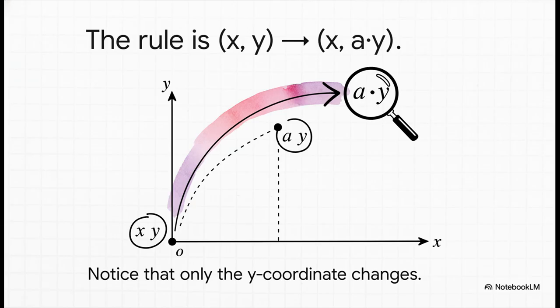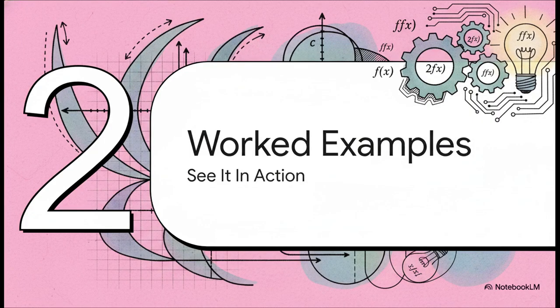And the rule for actually doing this to any point on the graph is super simple. For any coordinate, let's say x comma y, the new point just becomes x comma a times y. Now notice the x-coordinate? It's left completely alone. All the action, all the change happens vertically to the y-coordinate. That is so crucial to remember. Okay, theory is great and all, but seeing this in action is where it really clicks. So let's move on to some examples and see how this all works with a few common functions.